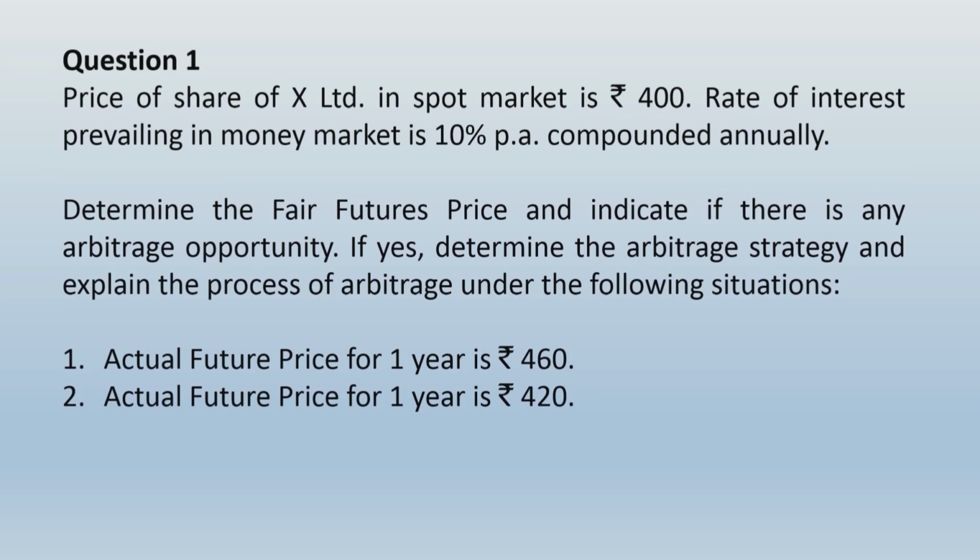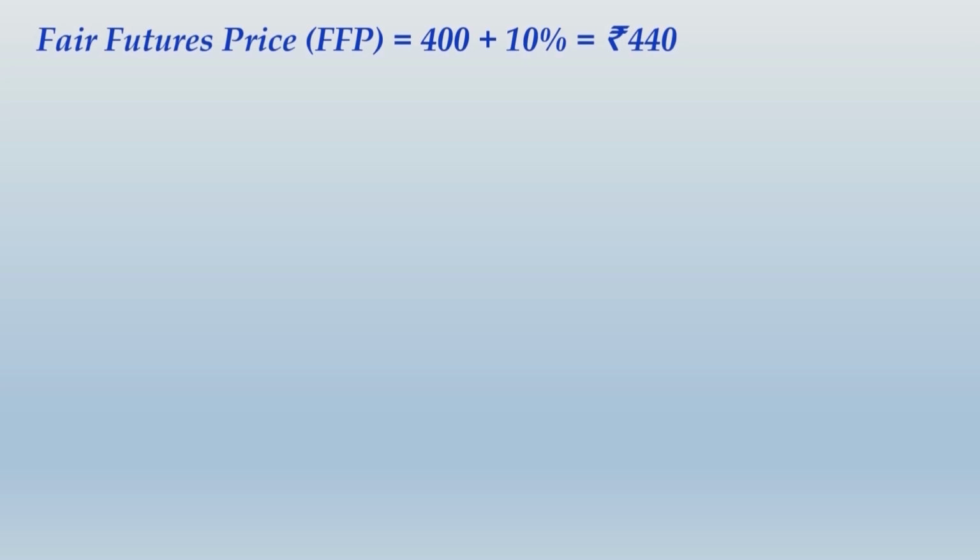To begin your answer, you should first find the fair futures price, which I have already explained to you. It will be the current market price plus the interest element. So in this case, it will be 400 plus 10%, that is 440.